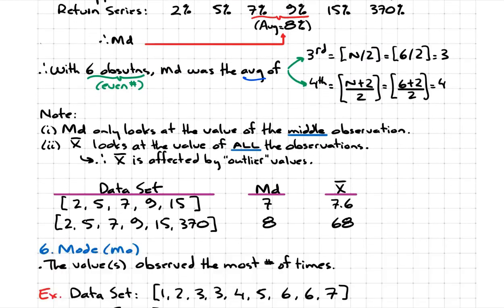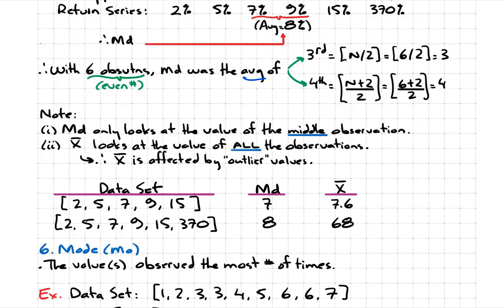Now note, median only looks at the value of the middle observation, whereas arithmetic average looks at the value of all observations. So therefore, the arithmetic average, because it is looking at all observations, including outlier or extreme values, will be affected by these extreme values.